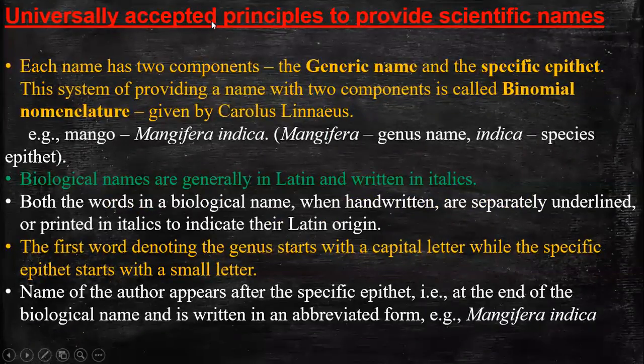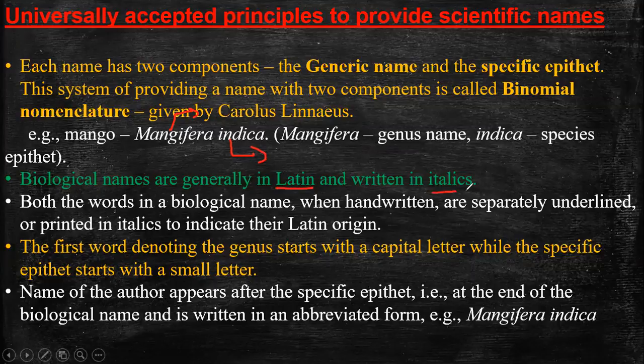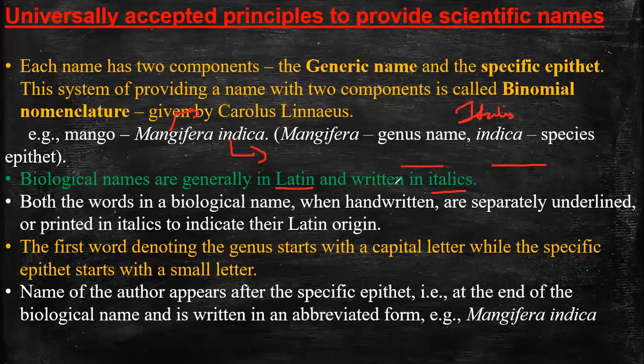After this, you can know that each name has two components: generic name and specific epithet. Mangifera is the generic name, and indica is the specific or species epithet. Biological names are generally written in Latin and in italics. So the scientific name should be Latinized, and when typed it should be in italics. When handwritten, both the terms are separately underlined, printed in italics to indicate their Latin origin.